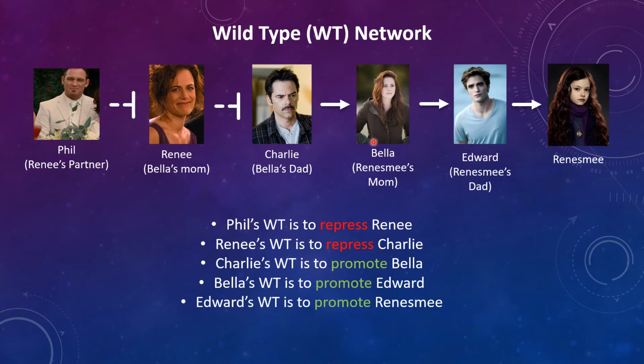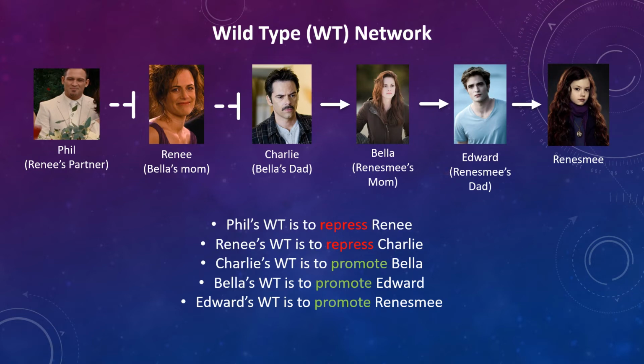This leads to Bella meeting Edward at their school and the two falling in love over a very dramatic series, promoting him. Edward and Bella then have a child, Renesmee, so Edward promotes the end phenotype, Renesmee.